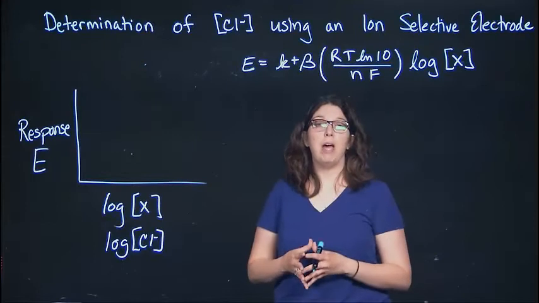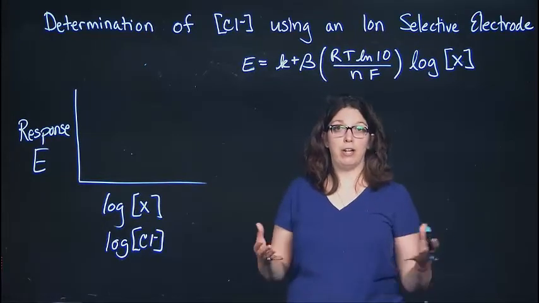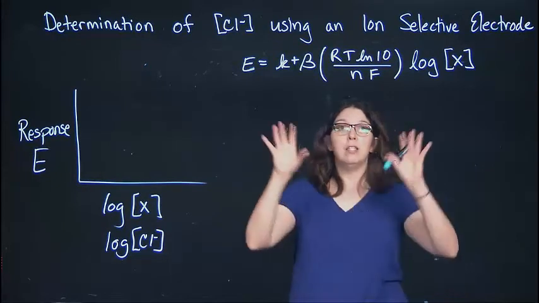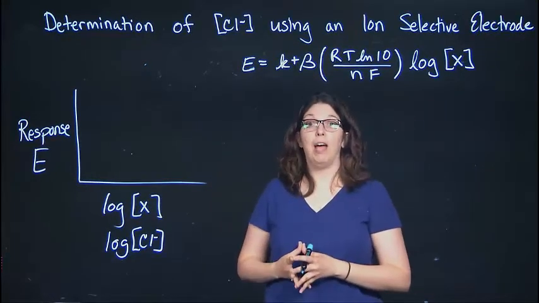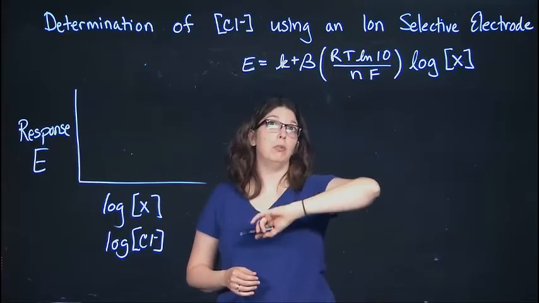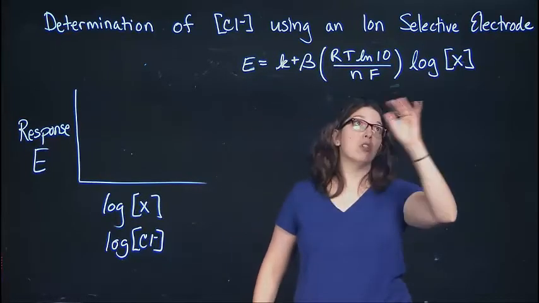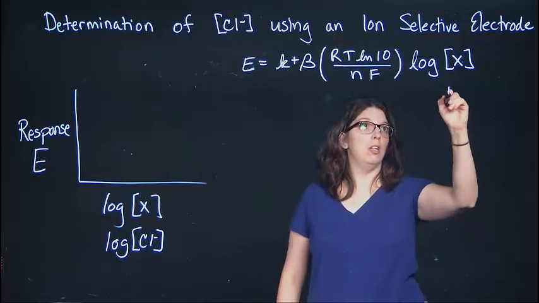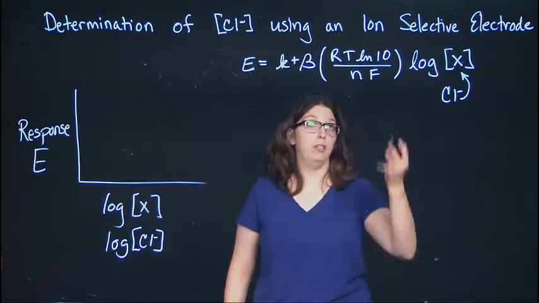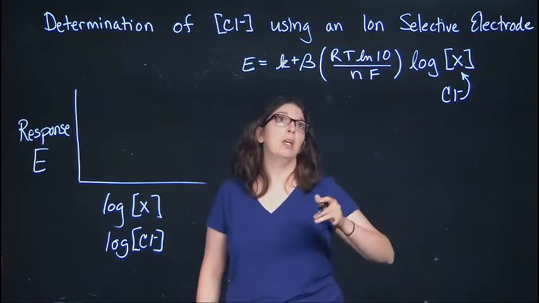So let's look at the math that's underlying our calibration curves. First, let's look at the direct calibration. This is based on the Nernst equation, which I have shown here, where our potential, measured in volts, is proportional to the concentration of the chloride ion. So that's our X value in this case. X could be any ion.